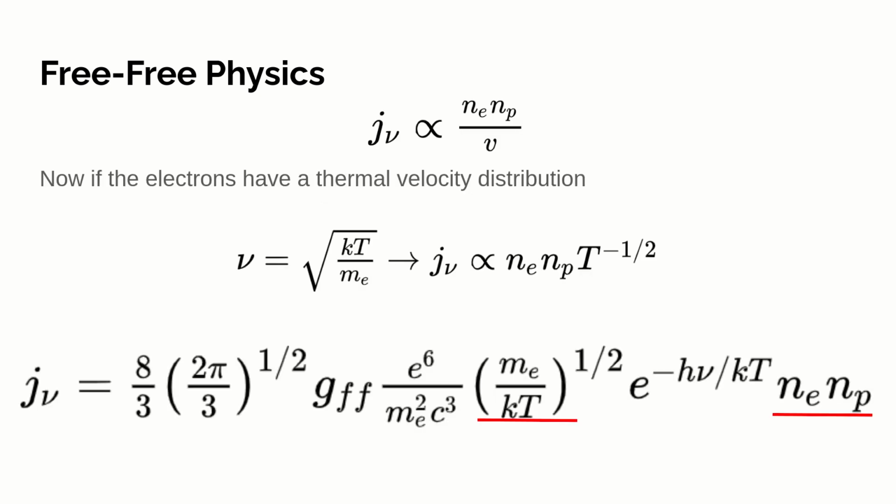Now, if the electrons have a thermal velocity distribution, where v is given by the square root of kT over the mass, then we find our emission is proportional to the number of electrons times the number of protons times T to the minus 1/2, which we see here in the bottom equation.